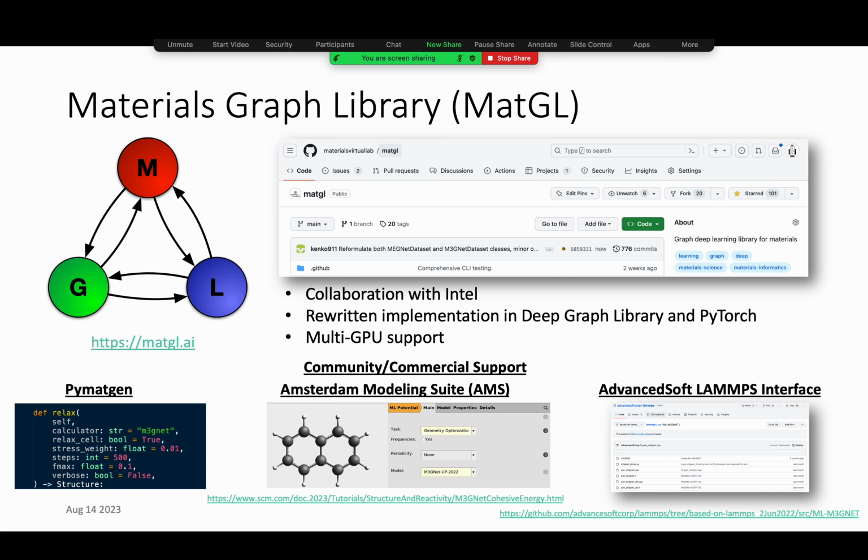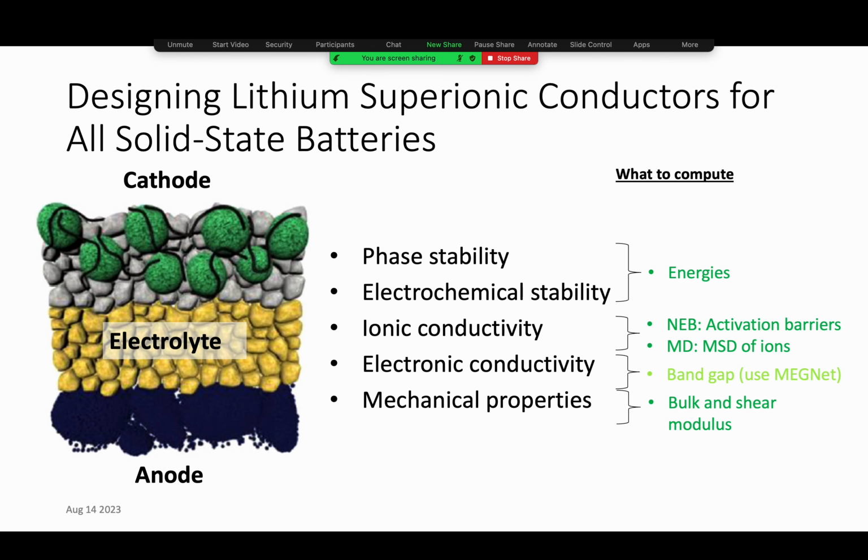And your DFT calculation will actually go a lot faster, okay? So we have actually shown that consistently across many systems, okay? There have also been commercial developers such as the Amsterdam Modeling Suite who have integrated M3GNet into their software, and we have one company even helping us develop a LAMMPS interface for M3GNet, okay?